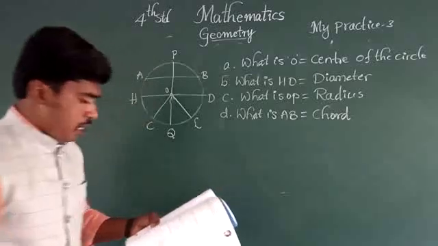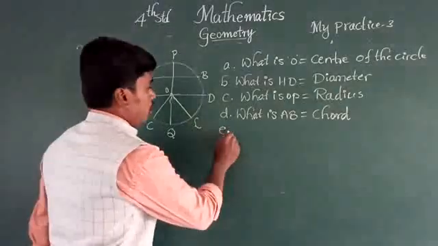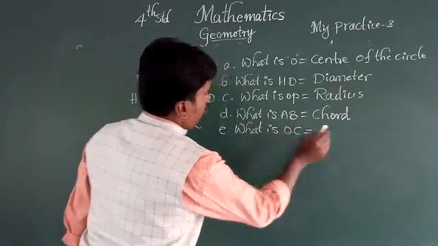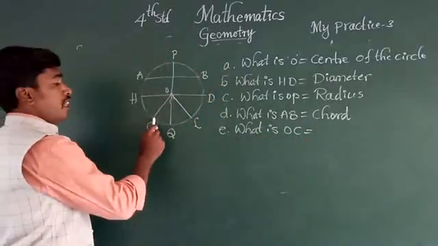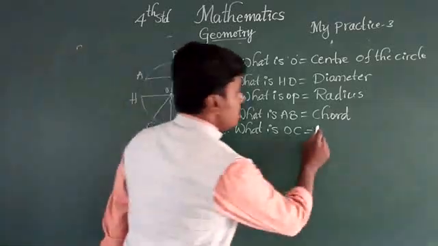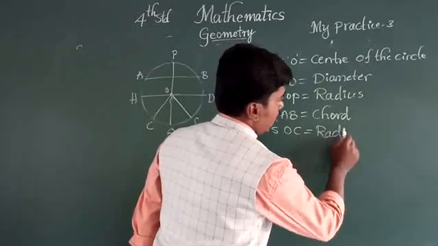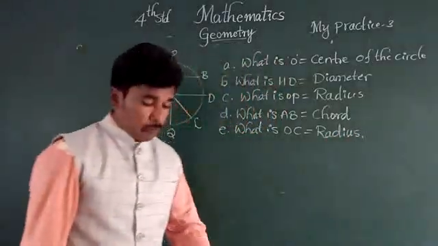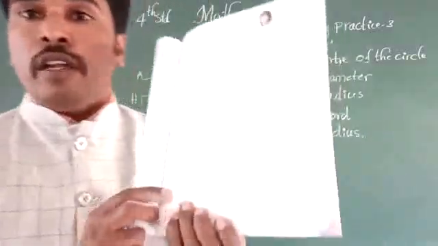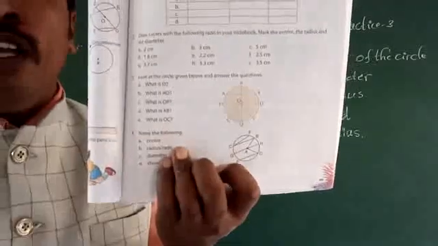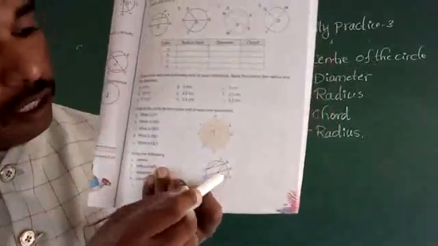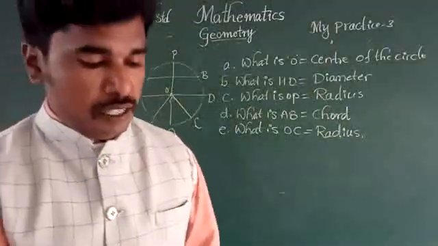Okay. Next, OC. OC also is the line joining O and a point on the circle. See, it is a radius. So in this way, you mark the next question also. Name the following. Dear students, they have given name the following for this circle. So I have explained this circle. You can do the next circle by yourselves.